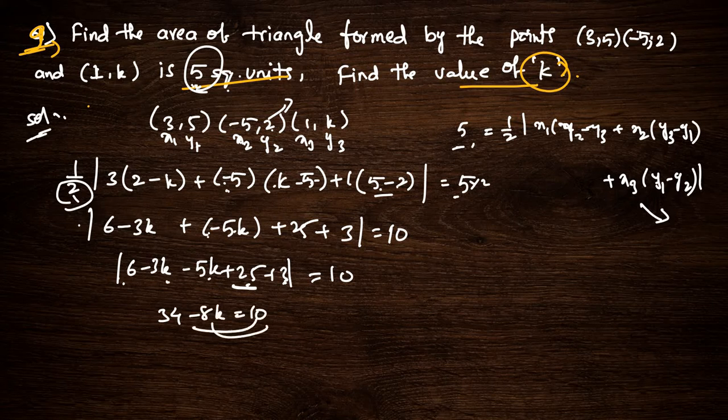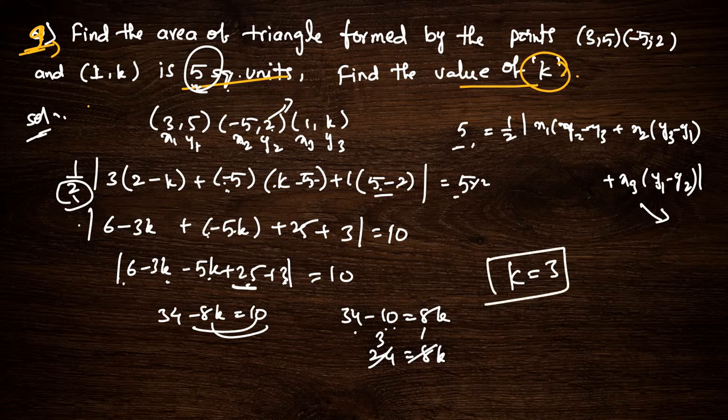So this goes there and that comes here: 34 − 10 = 8k. So 24 = 8k, and 8 threes are 24, which means k is equal to 3. He was asking us to find the value of k, and the value of k is 3. Please concentrate here, guys. This type of question will compulsorily be asked in your mains exam and board exam, as a 2-mark question. Now moving on to the next question.